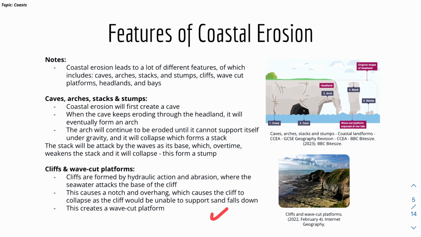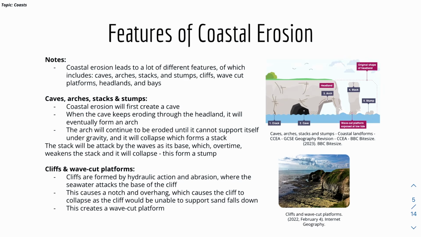And then we have cliffs and wave-cut platforms. So here we have a diagram here. So these are cliffs, as you can see, and I'm sure you know. And what's below it is a wave-cut platform. So the cliff is similar to this feature right here, where it's formed by hydraulic action and abrasion, where the seawater attacks the base of the cliff. And this causes a notch and overhang, which causes the cliff to collapse, as the cliff will be unable to support itself and it falls down. And this creates a wave-cut platform. And this is similar to how a waterfall is formed.